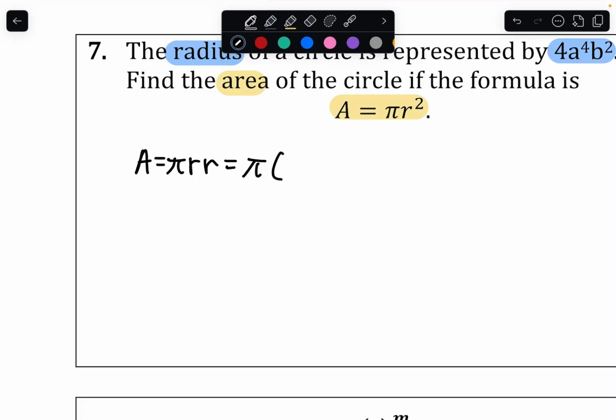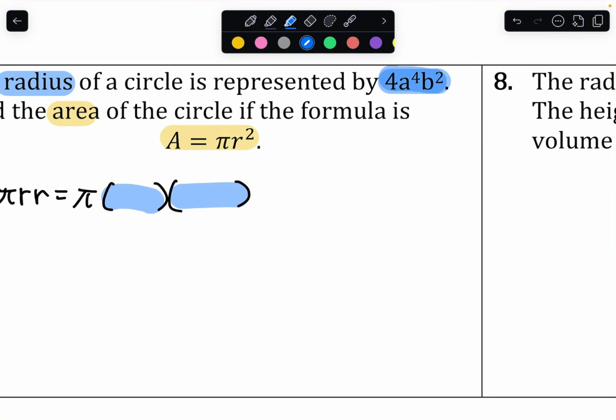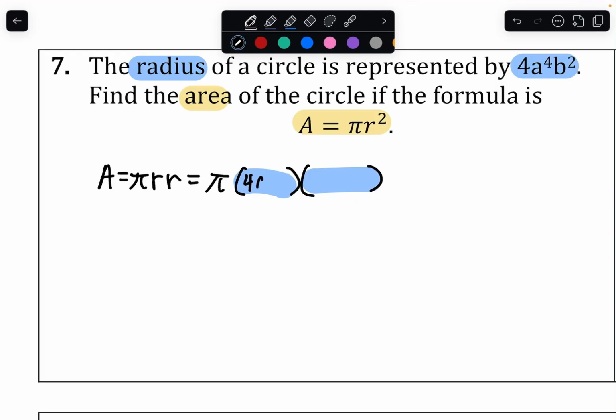Okay, and so we have the radius written twice, and they told me what the radius was. It's represented by 4a to the 4th b squared. And so I'm going to write that twice. 4a to the 4th b squared. 4a to the 4th b squared.